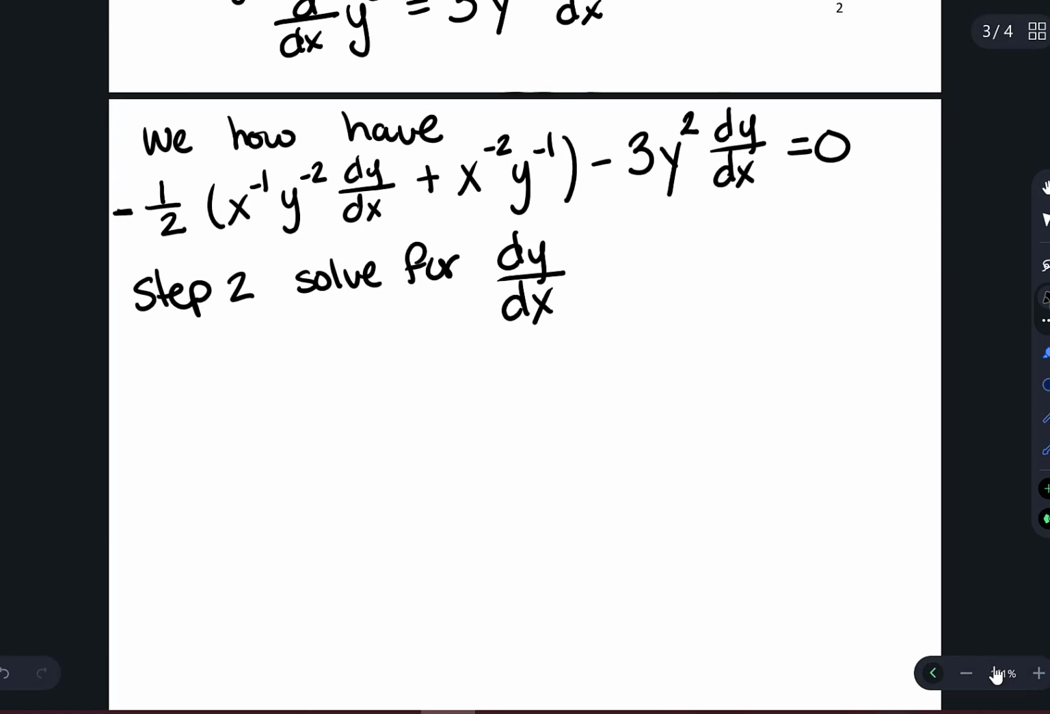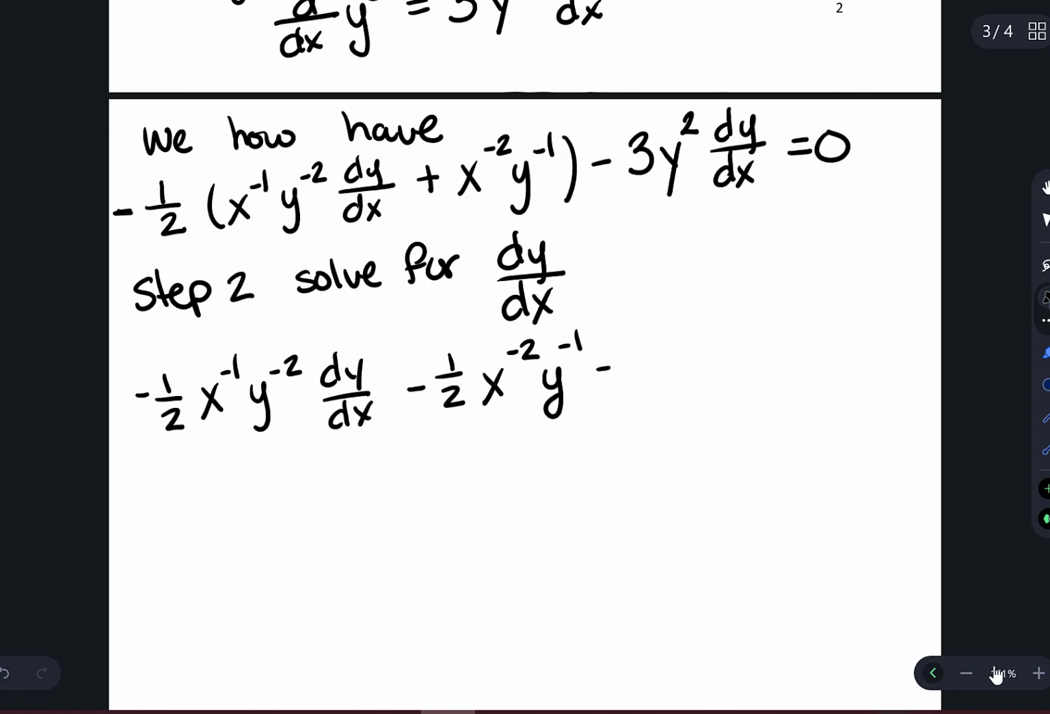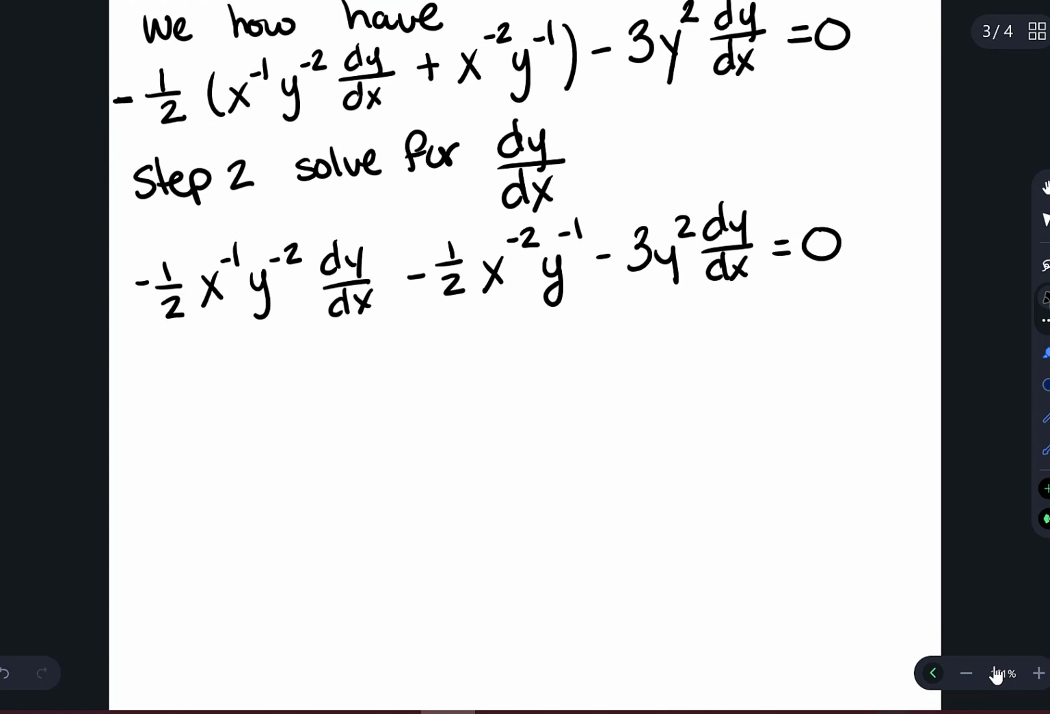So the very first thing I'm going to do is multiply through by my negative 1/2 so I can separate those terms out. So I have negative 1/2 x to the minus 1, y to the minus 2, dy dx minus 1/2 x to the minus 2, y to the minus 1 minus 3y squared dy dx is equal to 0.